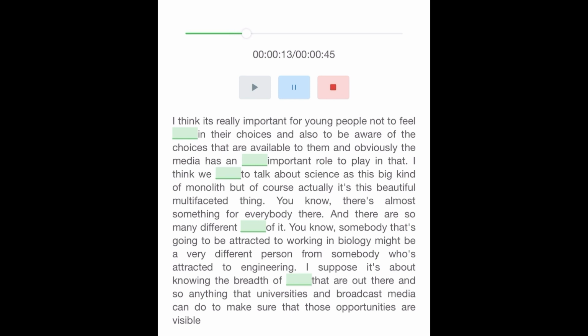I think we tend to talk about science as this big kind of monolith, but of course, actually, it's this beautiful, multifaceted thing. You know, there's almost something for everybody there. And there are so many different aspects of it. You know, somebody that's going to be attracted to working in biology might be a very different person from somebody who's attracted to engineering. I suppose it's about knowing the breadth of opportunities that are out there. And so anything that universities and broadcast media can do to make sure that those opportunities are visible.